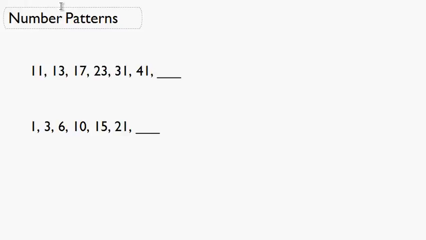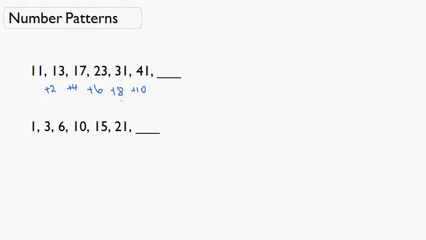So when you're stuck on number patterns like these, it's always helpful to try to figure out what the common difference is between successive terms. So 11 plus 2 here is 13, right? And the difference between 17 and 13 is 4. The difference between 23 and 17 is 6. The difference between 31 and 23 is 8. And the difference between 41 and 31 is 10.